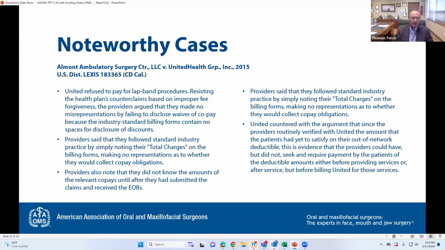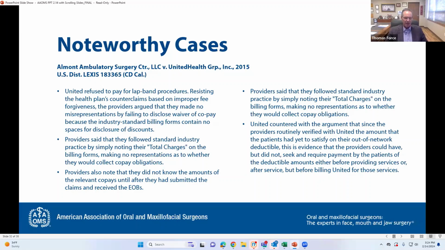Almont Ambulatory Surgery Center versus United. United refused to pay for lap band procedures, resisting the health plan's counterclaims based on improper fee forgiveness. The provider argued that they made no misrepresentations by failing to disclose waiver of copayments because the industry standard billing forms contained no spaces for disclosure. In other words, we would have provided disclosure to United Healthcare, but when billing the claims, there's nowhere they could have disclosed that they were waiving balances. There really is. There's a remarks code on the claim form where they could have said the patient is getting a financial hardship waiver or something like that. Or they could have sent a letter after the claims were sent.